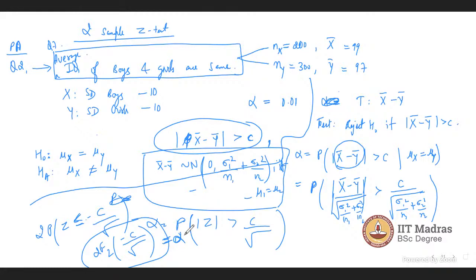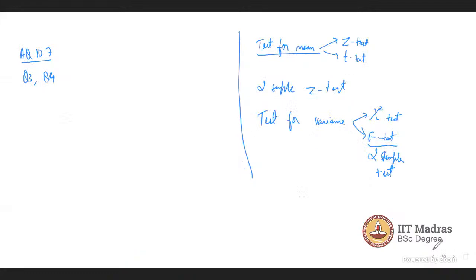Ma'am, if everyone's doubt is clear, just one thing I want to ask. Can you clear up the confusion about when to use t and z? If the test is for the mean, it is a z test or t test. Z test is if the variance is known, t test is if the variance is unknown. If the test is for variance, you have the chi-square test and F test. If you have one sample, you will use chi-square. If you have two samples, you will use the F test. That is the only thing you have to remember.